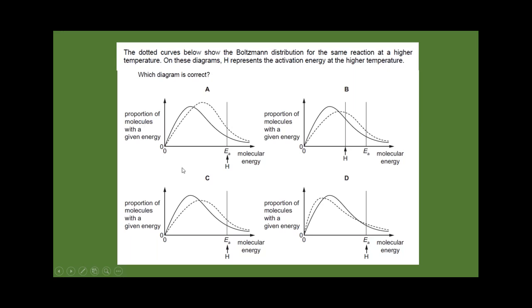So H down here is supposed to represent the activation energy at the higher temperature. And in these graphs, you have a curve which is dotted to indicate possibly the Boltzmann distribution at a higher temperature for the same reaction.